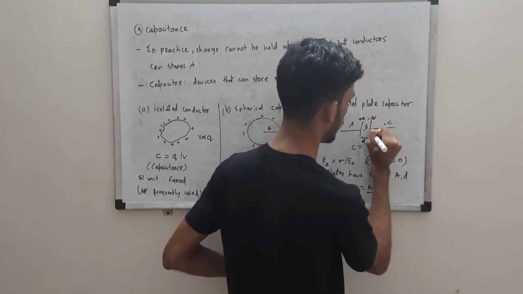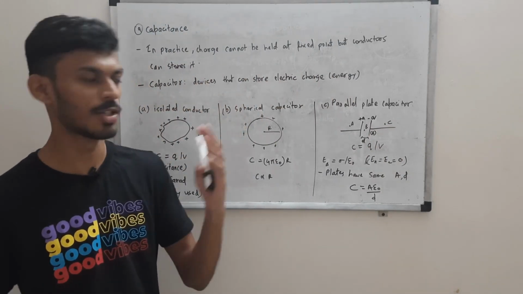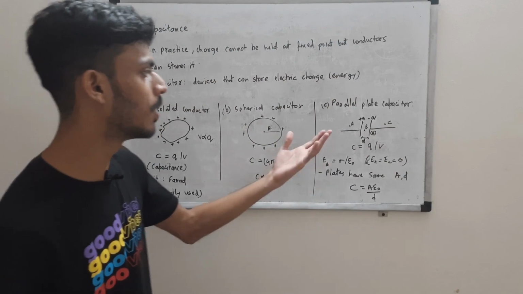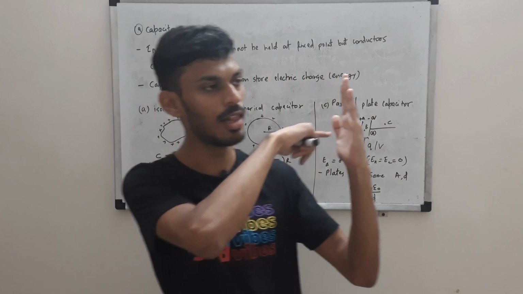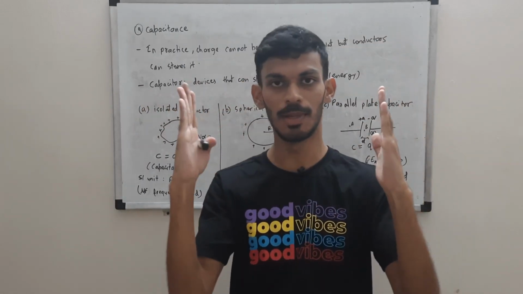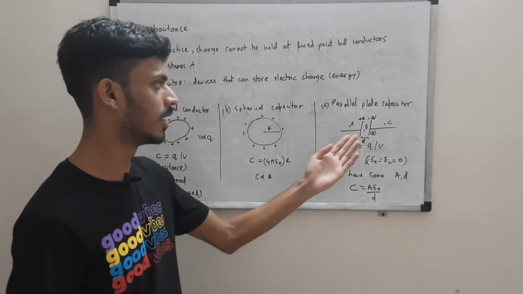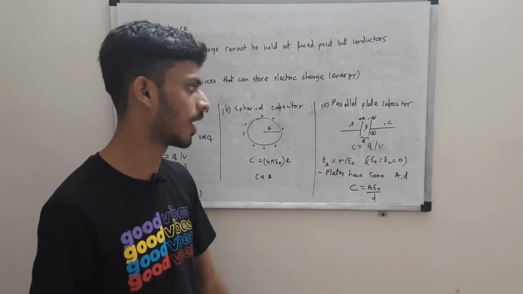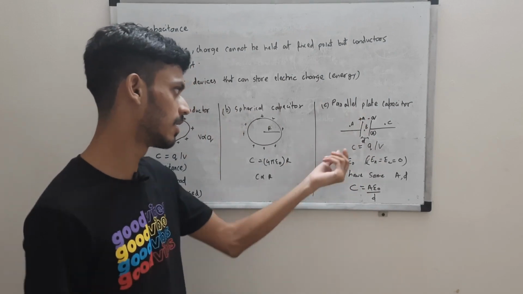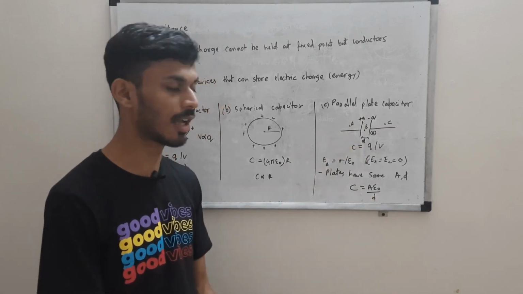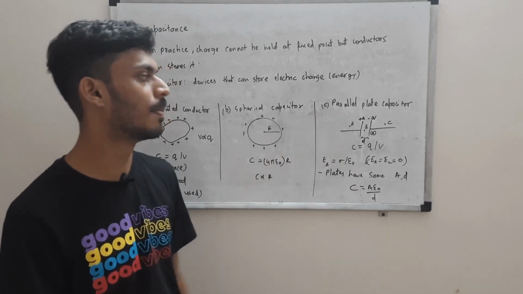Both plates have the same area A, so if they are rectangles, their length and breadth are the same. The distance between them is kept constant. If you have plates of area A and the distance between the plates is D, you can define the capacitance as A epsilon naught by D. This is the relation for capacitance of a parallel plate capacitor.